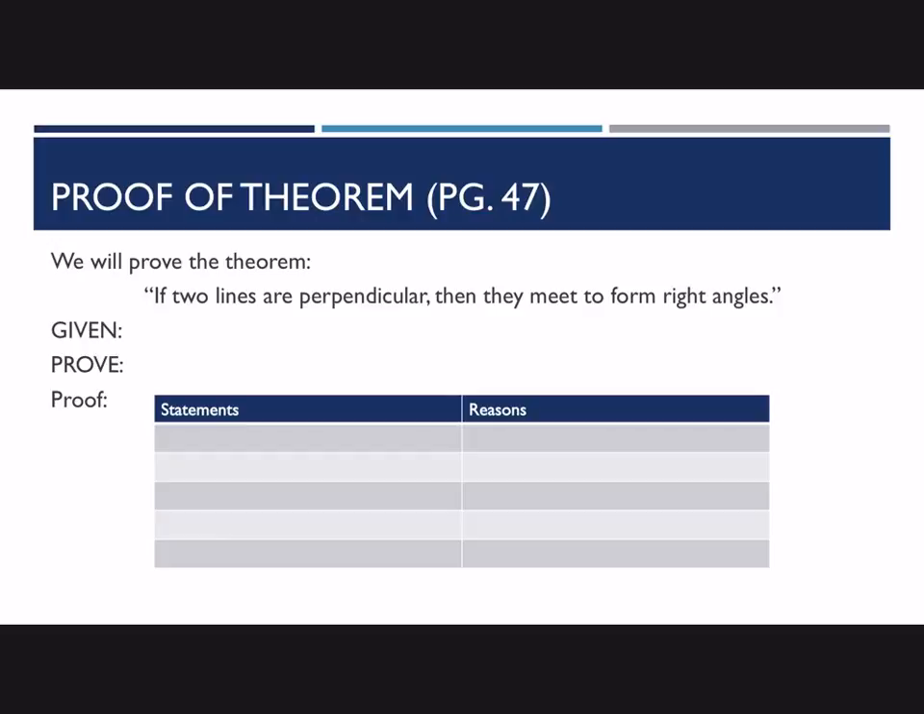form right angles. So we can't just write for the given 2 lines are perpendicular. Which lines are we talking about? And then proving that they form right angles. Well, which angles are the right angles? So what we want to do is just take this first part and make this specific, make some sort of a drawing, label everything that needs to be labeled. So we need to draw a diagram of 2 lines that are perpendicular.